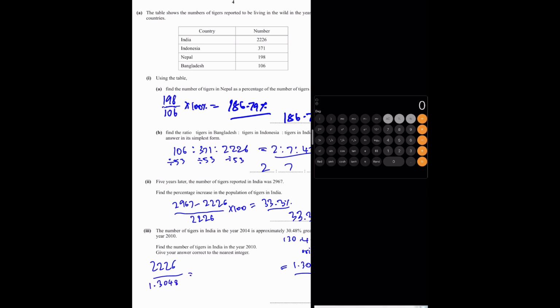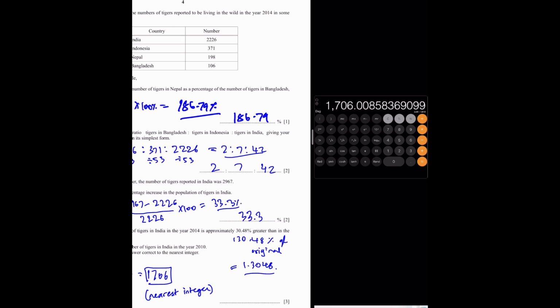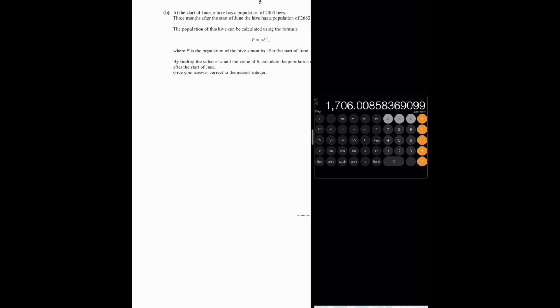And doing this, 1706 to the nearest integer, and that's our answer. Now we can go to part B.